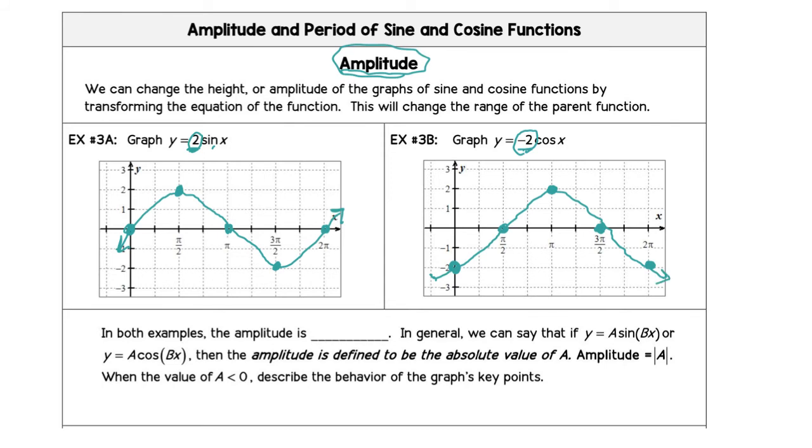Okay, so notice what happened this time. The graph got flipped over. It's a cosine curve, but it is flipped over, and we changed our amplitude. It was all the way up here at 2. So in both examples, the amplitude is 2. In general, we can say that for a sine bx or a cosine bx, the amplitude is defined to be the absolute value of a. That is something you need to remember.